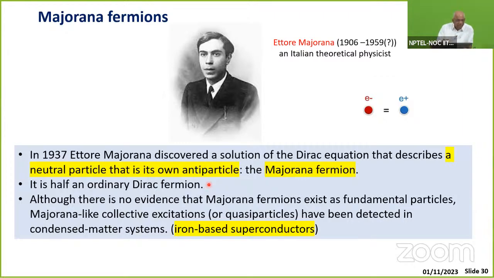So that is called half an ordinary Dirac fermion, as shown here, right? So this is a quasi-particle. Again, there was no evidence of Majorana fermions for many years, but recently in condensed matter systems, iron-based superconductors, there is evidence of Majorana fermions. And these two fermions are very important for quantum computing.